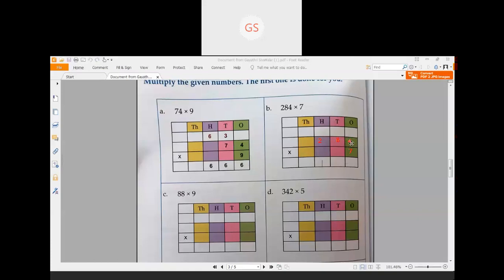What will be the answer? What is the answer for this? Yes, 1988 is the correct answer. Correct? Yes. Let me change the color. But I want you to explain how it came for you. It is not just writing the answers on the board. Okay. I want any one child. Mahashweta, right? How did you get the answer, Mahashweta?